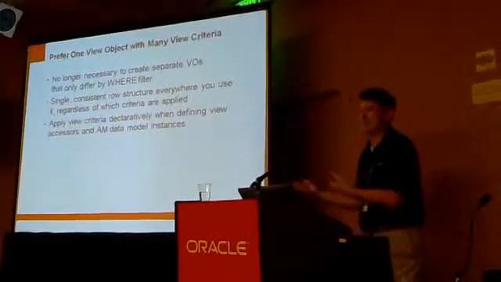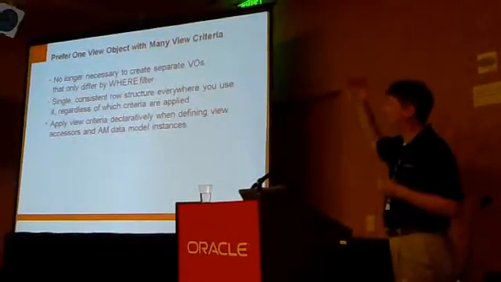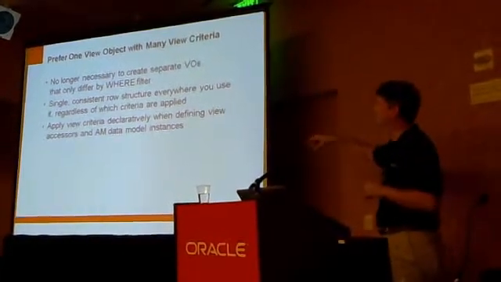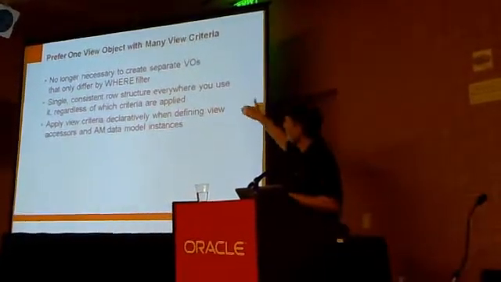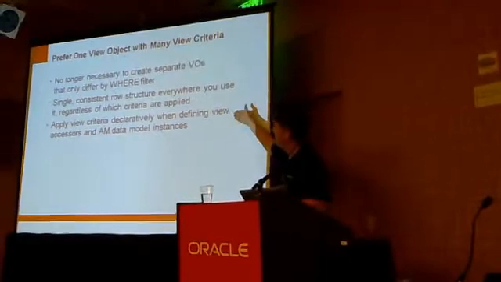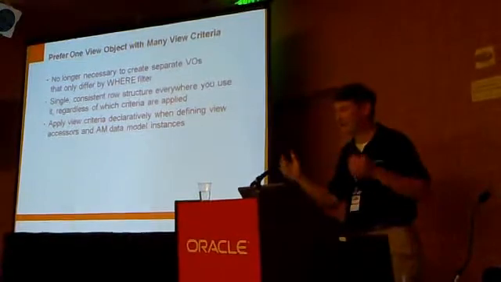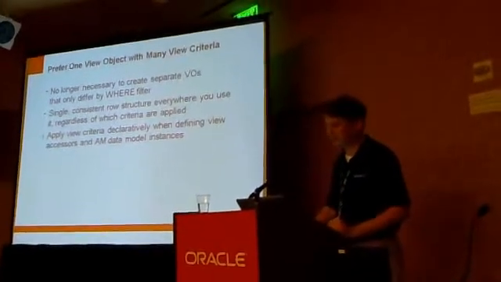Vacation employees, or whatever you called your view object. So now you can just define the employees view object, define several different filters, customize them, and apply them either in the AM data model or in your view accessors, and just have a lot fewer view objects and fewer structures to work with.